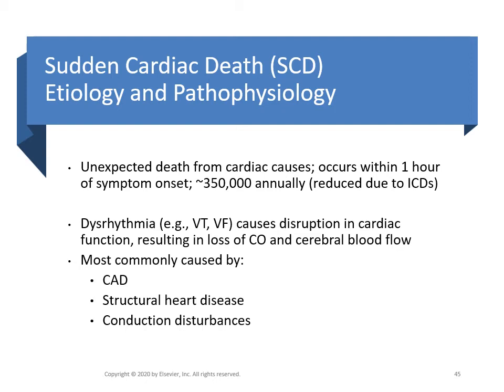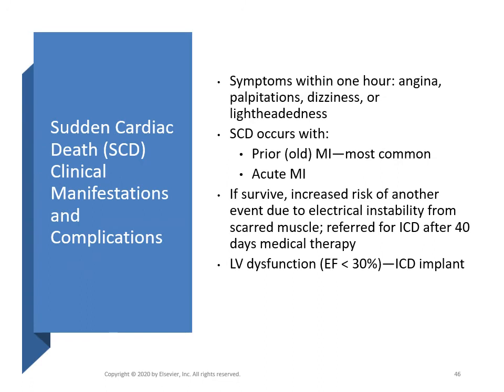Ventricular dysrhythmias like ventricular tachycardia or ventricular fibrillation cause most cases of sudden cardiac death. These dysrhythmias may or may not be associated with an acute MI. Some people have symptoms within 1 hour of a sudden cardiac death event, such as angina, palpitations, dizziness, or lightheadedness. People who experience sudden cardiac death because of coronary artery disease fall into 2 groups: 1, those that have a prior or an old MI, and 2, those who have an acute MI. Those who've had a prior MI and survived sudden cardiac death are at risk for another sudden cardiac death event because of the condition. They are usually referred for an ICD.